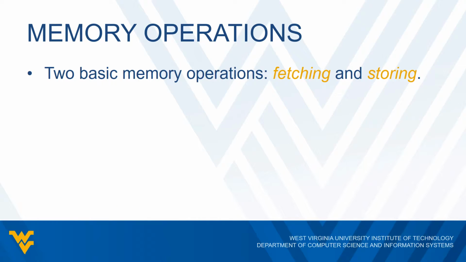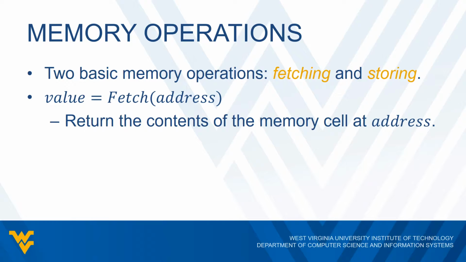There are two basic memory operations, which we call fetching and storing. For fetch, the way it's set up is in this fashion right here. It's like the formal definition, where we have fetch and then an address in parentheses, and then we assign it some value. The idea is that we're going to fetch a copy of the contents of the memory cell with the specified address, and then return those contents as the result of the operation. So we're looking up a particular address, getting the contents in that address, and storing it in this value variable.